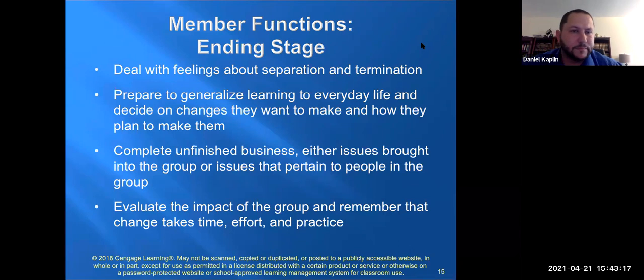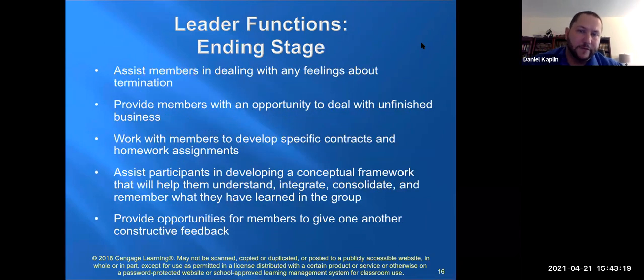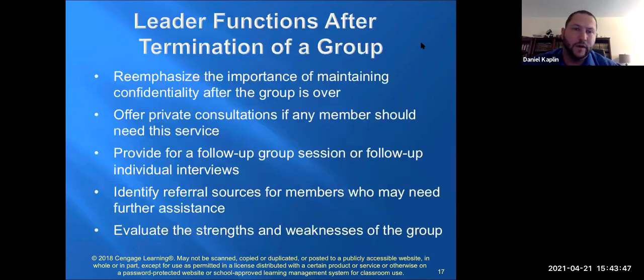All right. Now, as a leader, we have to facilitate the discussions about feelings around termination. We have to invite members to deal with unfinished business. You might actually ask people to write post-therapy contracts that they're going to commit to something, and provide opportunity to give one another feedback, and so forth.